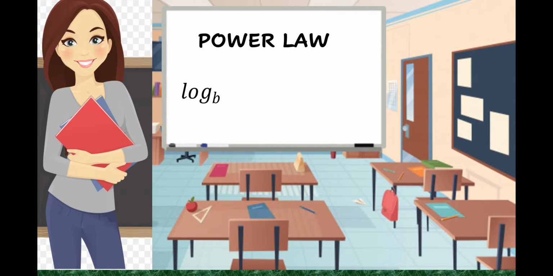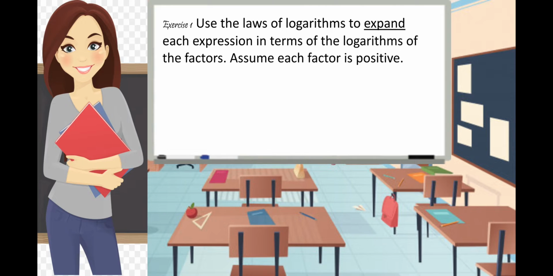Then we have the power law. The logarithm of u raised to n to the base b means we're going to multiply the exponent n to the given logarithm, so that's n times the logarithm of u to the base b, which is the power law. For example, we're going to use the laws of logarithm to expand each expression in terms of the logarithms of the factors. Assume each factor is positive. For example, we have the logarithm of r s cubed.